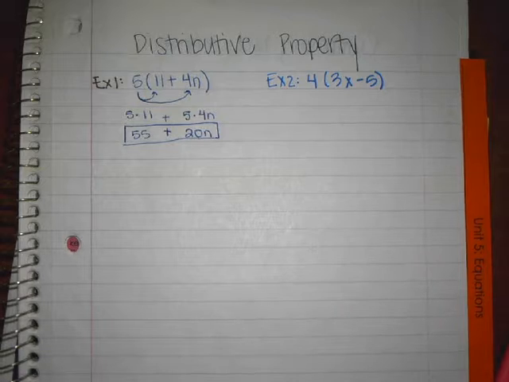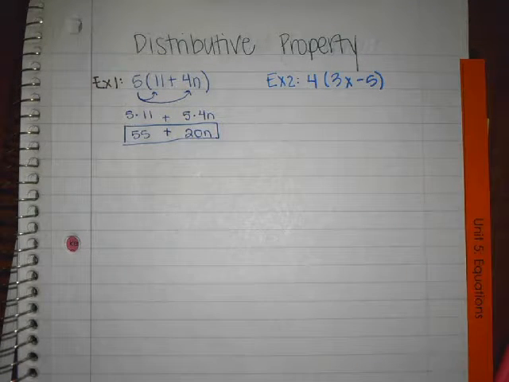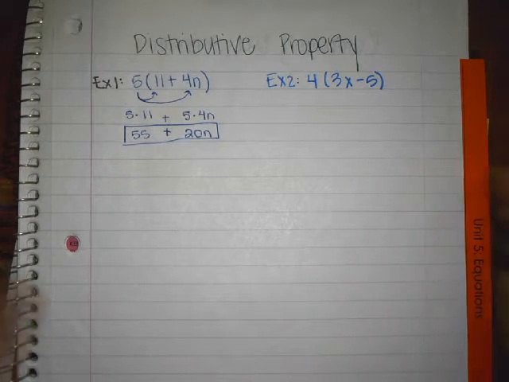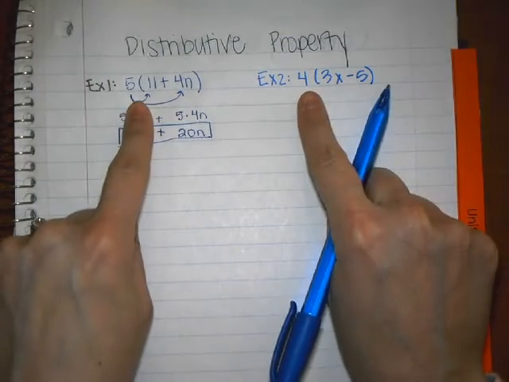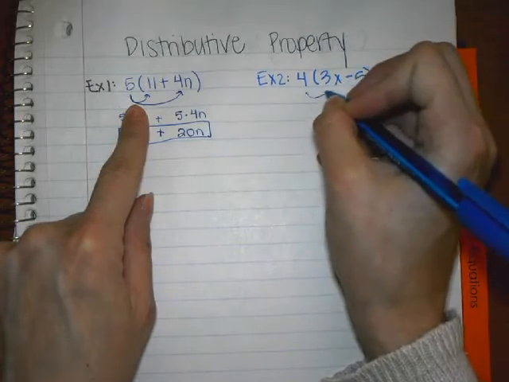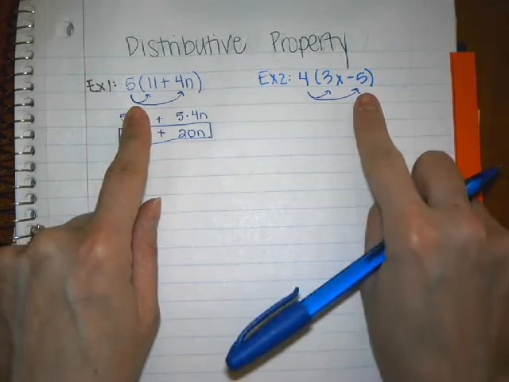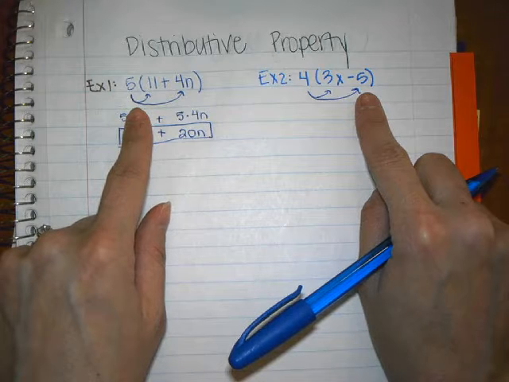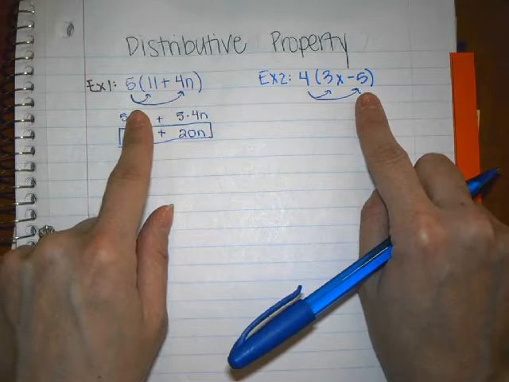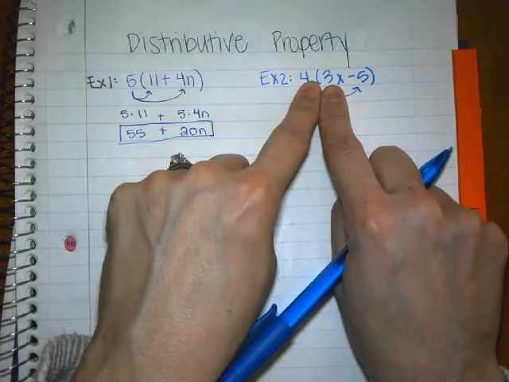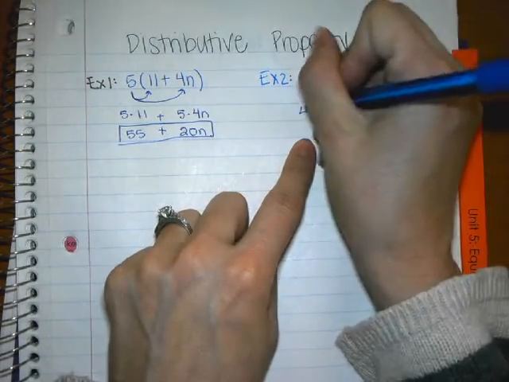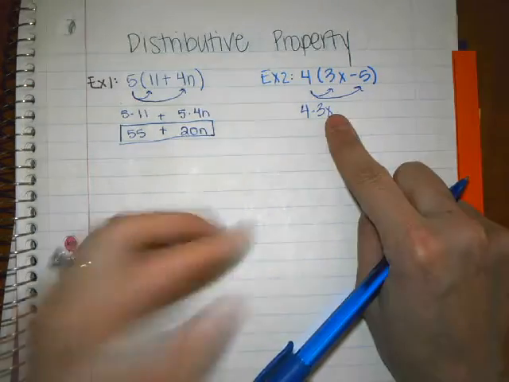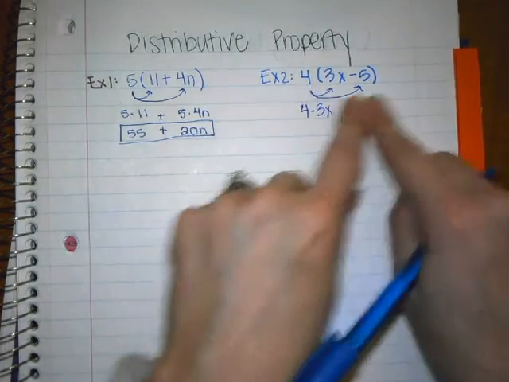So here's example 2, 4 parentheses 3x minus 5. This was the question you guys did for bell work. So remember, we draw arrows from the number that is outside to the ones that are inside the parentheses. And what do those arrows mean? What operation? Multiplication. So it's like saying 4 times what? So I have 4 times 3, and you keep that x with it. You don't need to do anything with the x, but you do need to keep it with it.